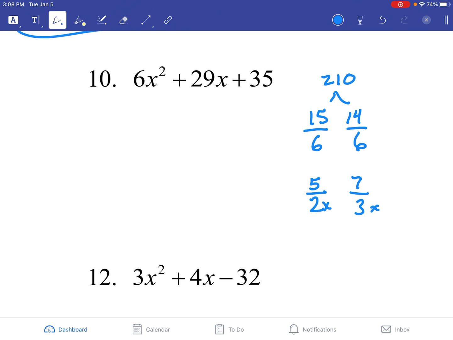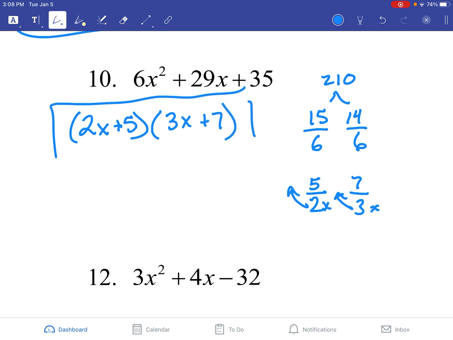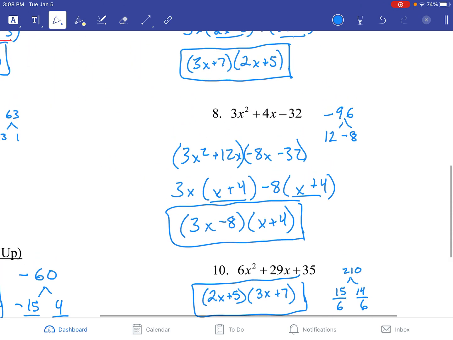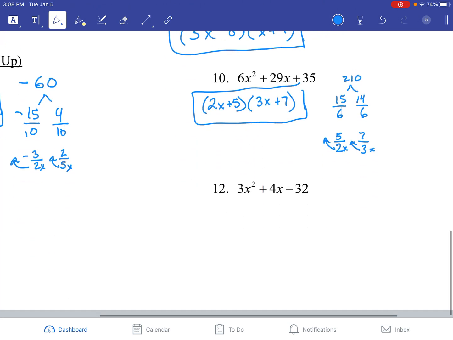I put an x in the denominators. I move those to the top. They become the first term in each fraction, or factor. So we have 2x plus 5 and 3x plus 7. All right. Again, if we go back up to the top, we can see we have 3x plus 7 and 2x plus 5, both the same thing.